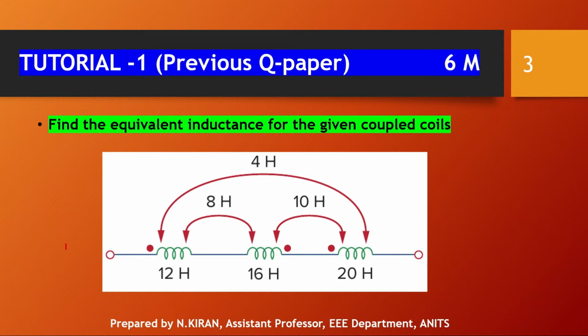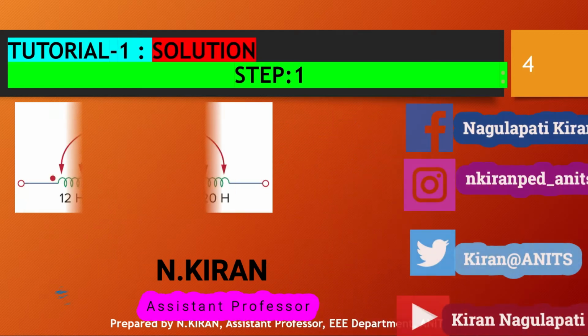So the first method by which we can find the equivalent inductance is to find the electrical equivalent of this coupled coil and thereby finding the equivalent inductance. The second way, which we are going to see now, is a much better and easier method when compared to the first method of finding equivalent inductance. So let us see the step-by-step procedure.